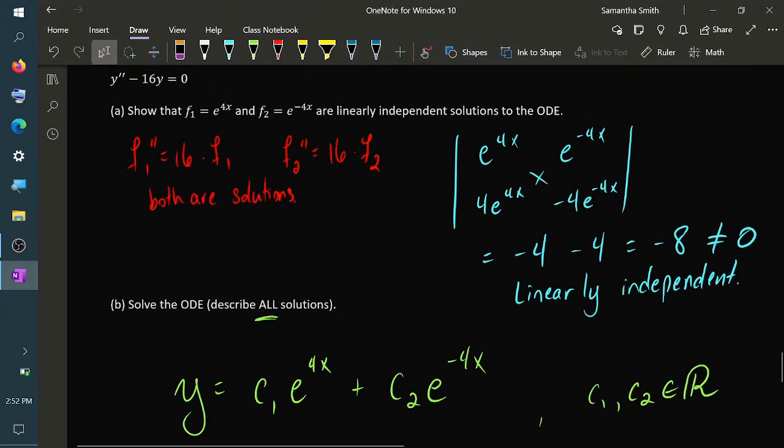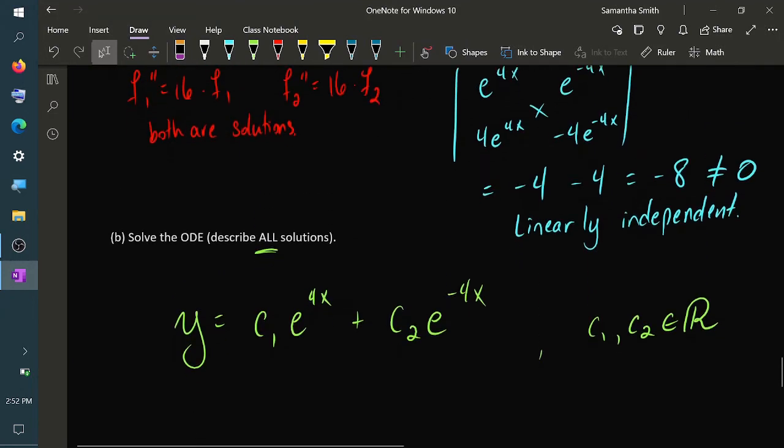That concludes today's material. We introduced the idea of a homogeneous differential equation. We talked about how homogeneous ODEs have a special property, that if you combine individual solutions, then you can get new solutions. We talked about linear independence of functions, and two ways to check for linear independence. And then we talked about how linearly independent solutions can be used to describe the complete collection of solutions to a homogeneous ODE.